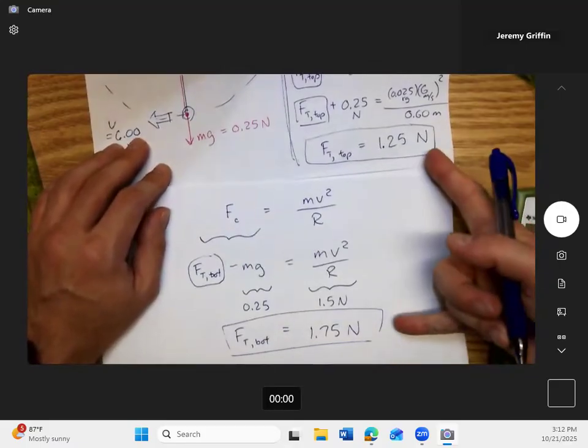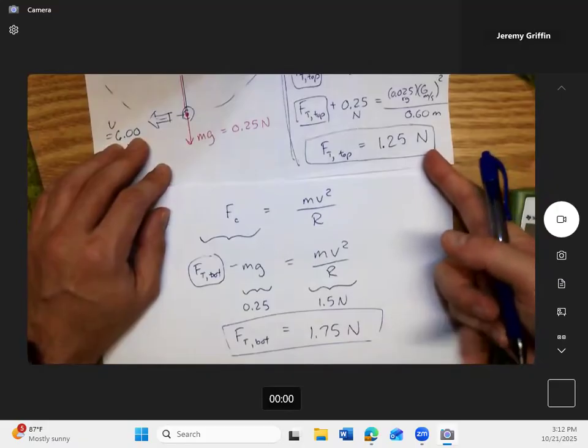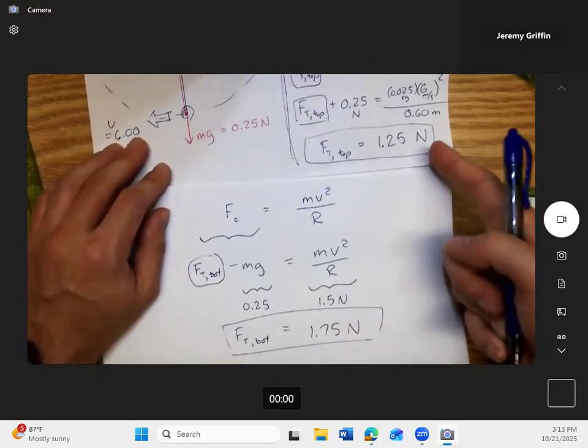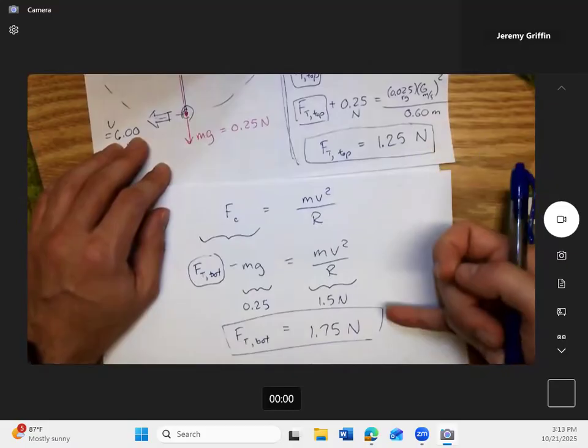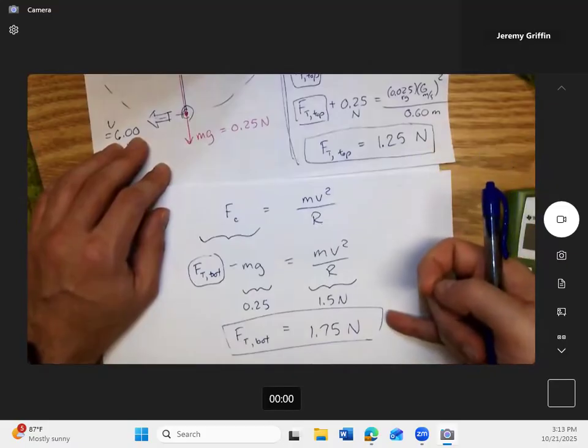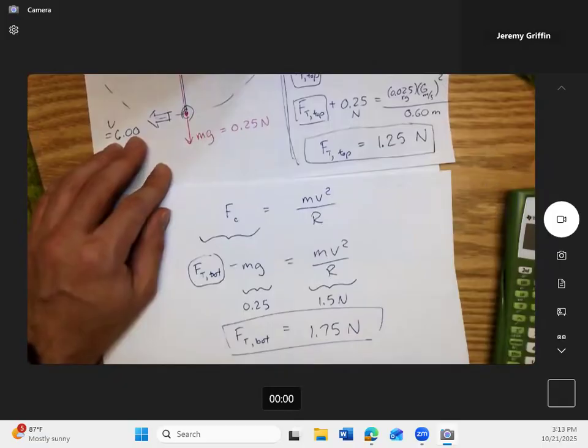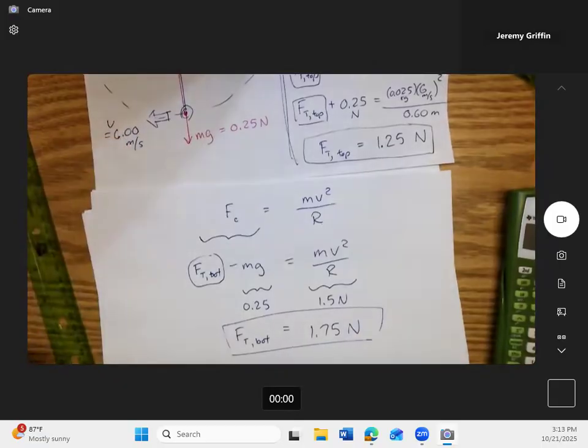Okay, so now you can make a comparison. When this washer is going through the top of the circle, the tension is not as much as when the washer is going through the bottom. And it's keeping a constant speed somehow, going all the way around. You guys good?